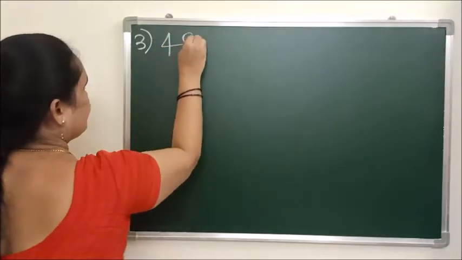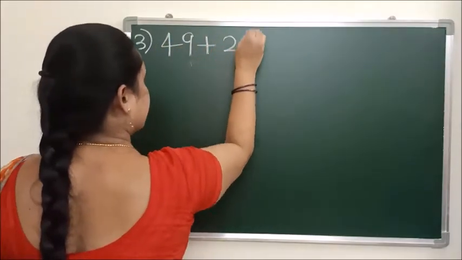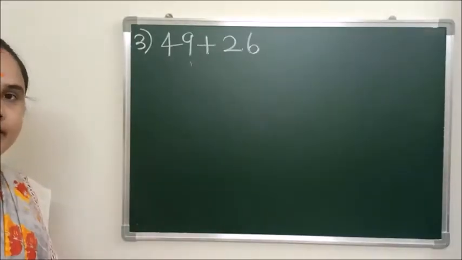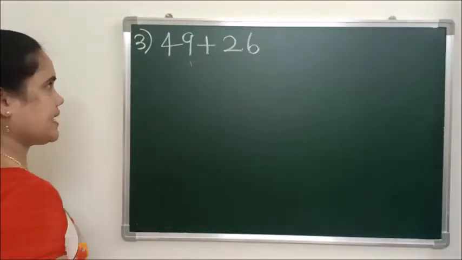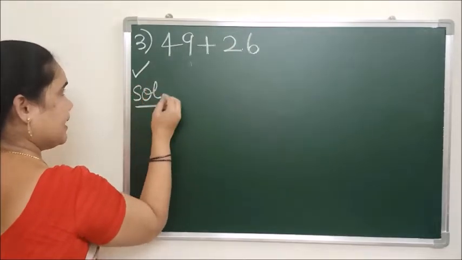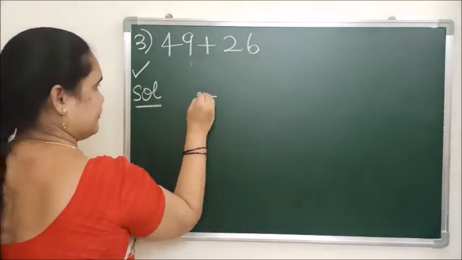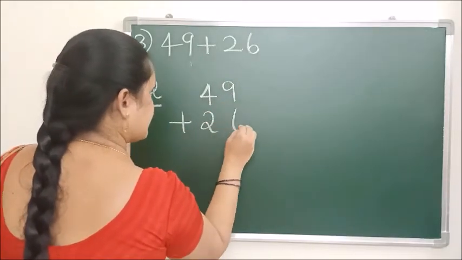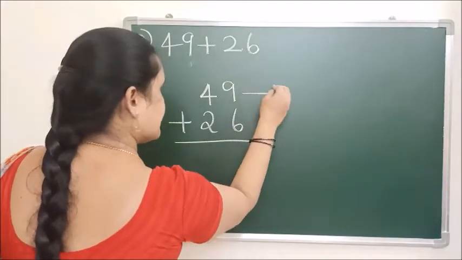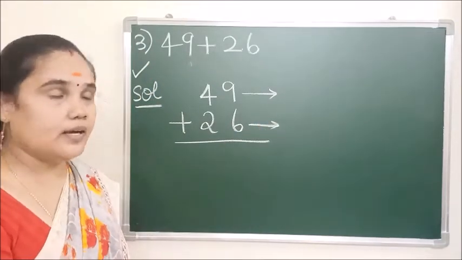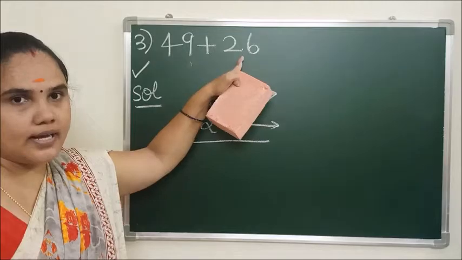Third sum, 49 plus 26. What is the third sum? 49 plus 26. Leave a line, write solution, write the numbers, children. 49 plus 26. Tell me, children, which number is smaller?